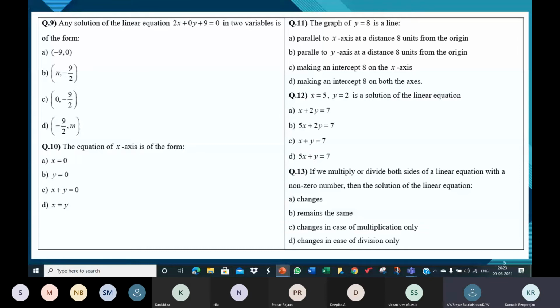Ma'am, minus 9 by 2 is equal to x, and y is equal to m, ma'am. So 2 into minus 9 by 2 plus 0 m plus 9 is equal to 0, ma'am. So minus 9 plus 0 m plus 9 is equal to 0. Minus 9 plus 9 will get cancelled, ma'am. Okay, fine.